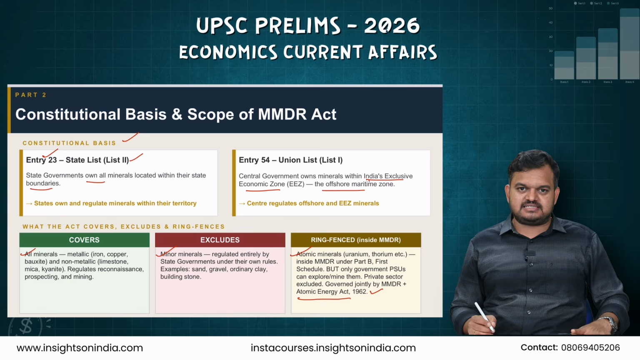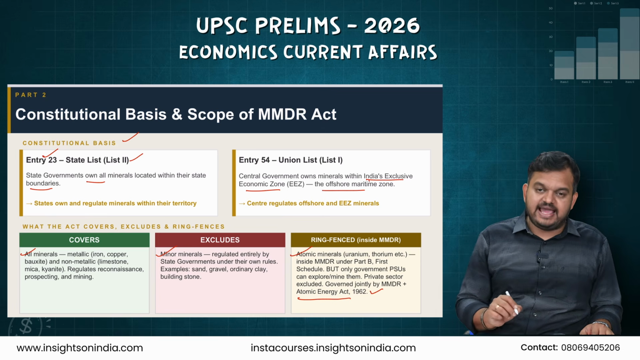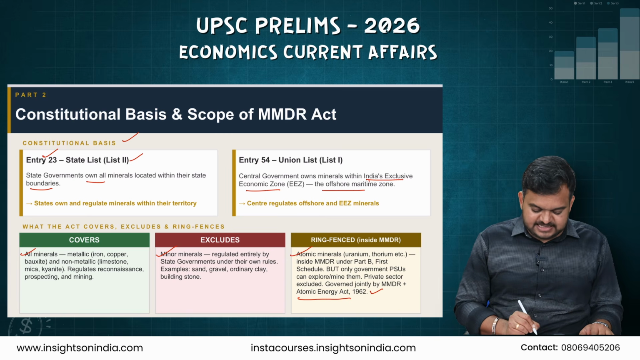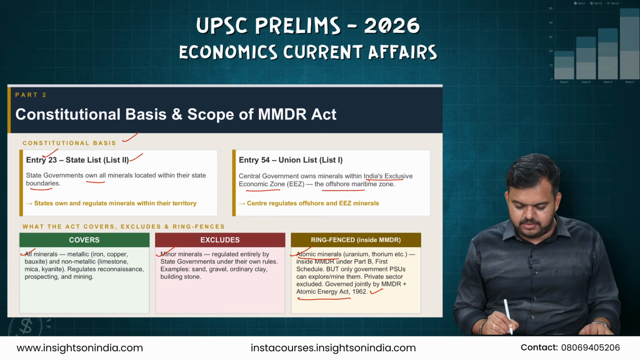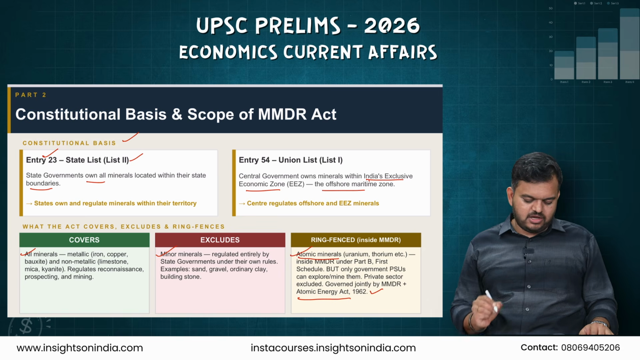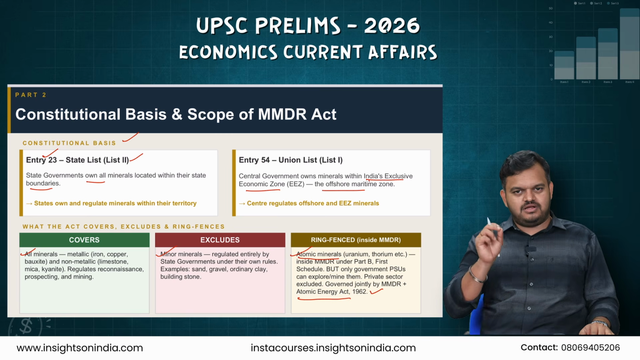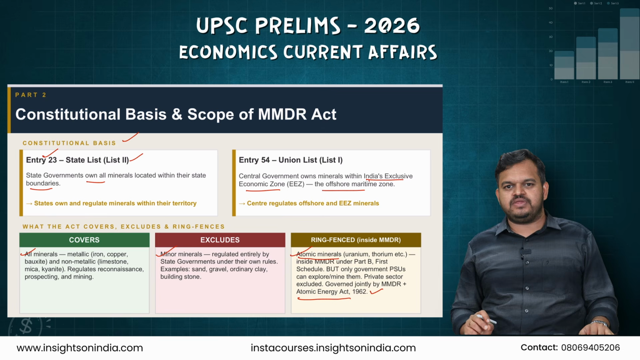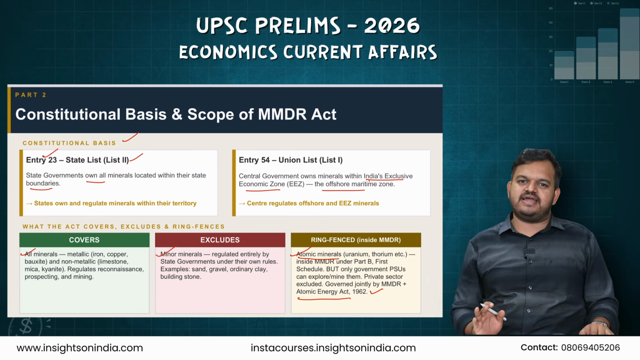So when you talk about minerals, there are two kinds of minerals, major minerals as well as minor minerals. To summarize, MMDR Act covers major minerals because it excludes minor minerals. So it covers major minerals as well as atomic minerals, right? So what it does about major minerals, it talks about allocation of license, framing the rules and regulations, fixing the royalty for the minerals. Everything for major minerals is covered by MMDR Act.